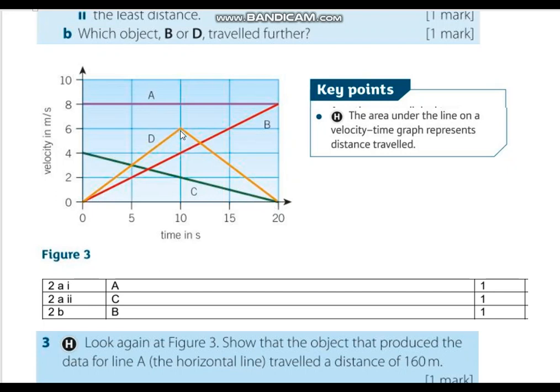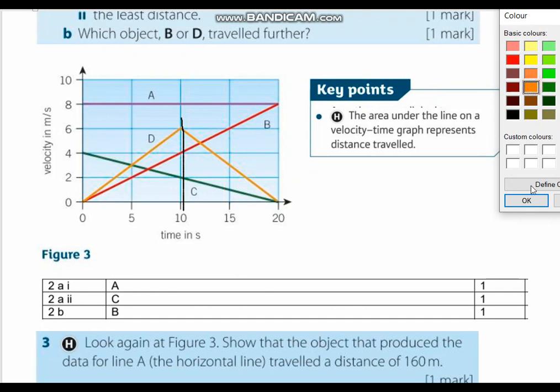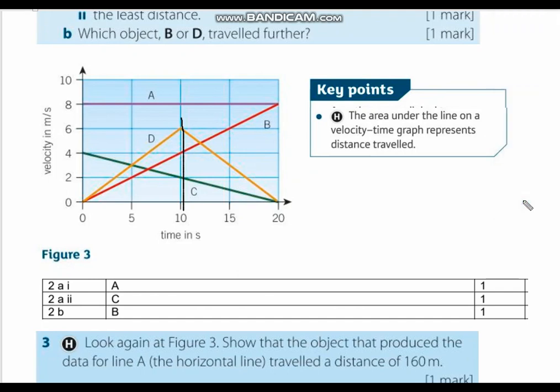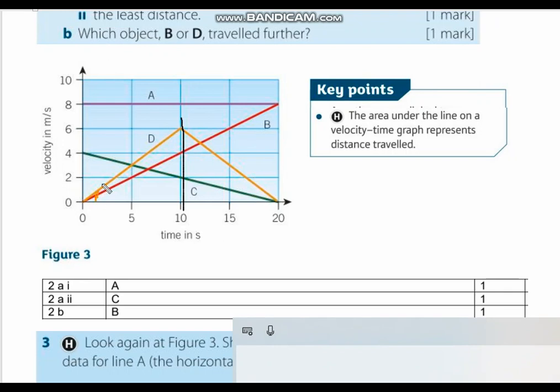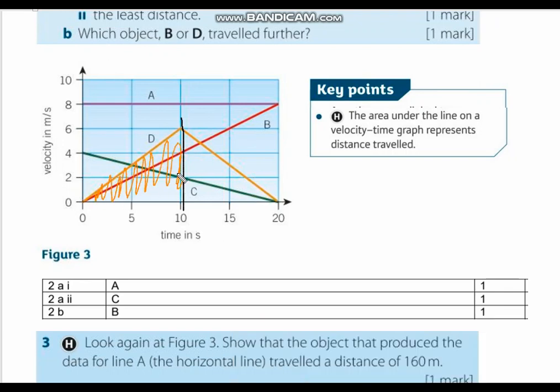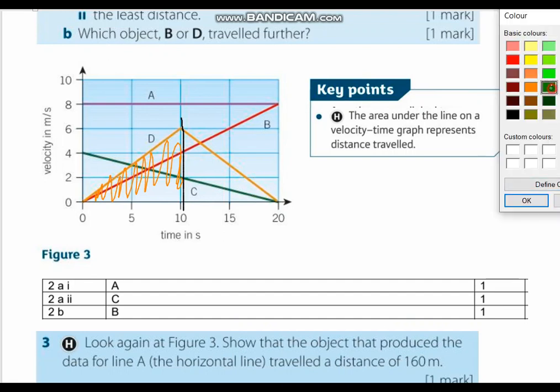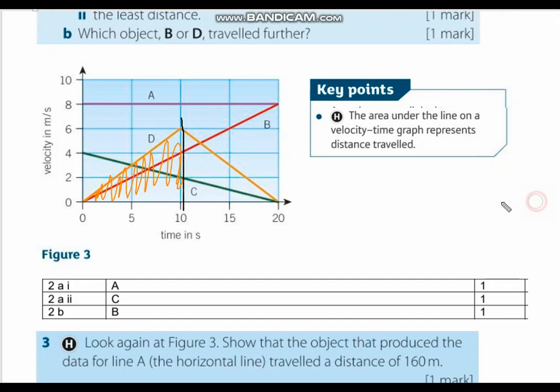Now you can see that line D is effectively two triangles. If I just imagine drawing a line down the middle here, then you can see that I've got two triangles there. I've got one triangle here on the left, and I'll just shade that to show you that's one triangle there, and then I've got another triangle on the right, which I'll just show in a different colour. So I need to work out the area of these two triangles and then add them together.